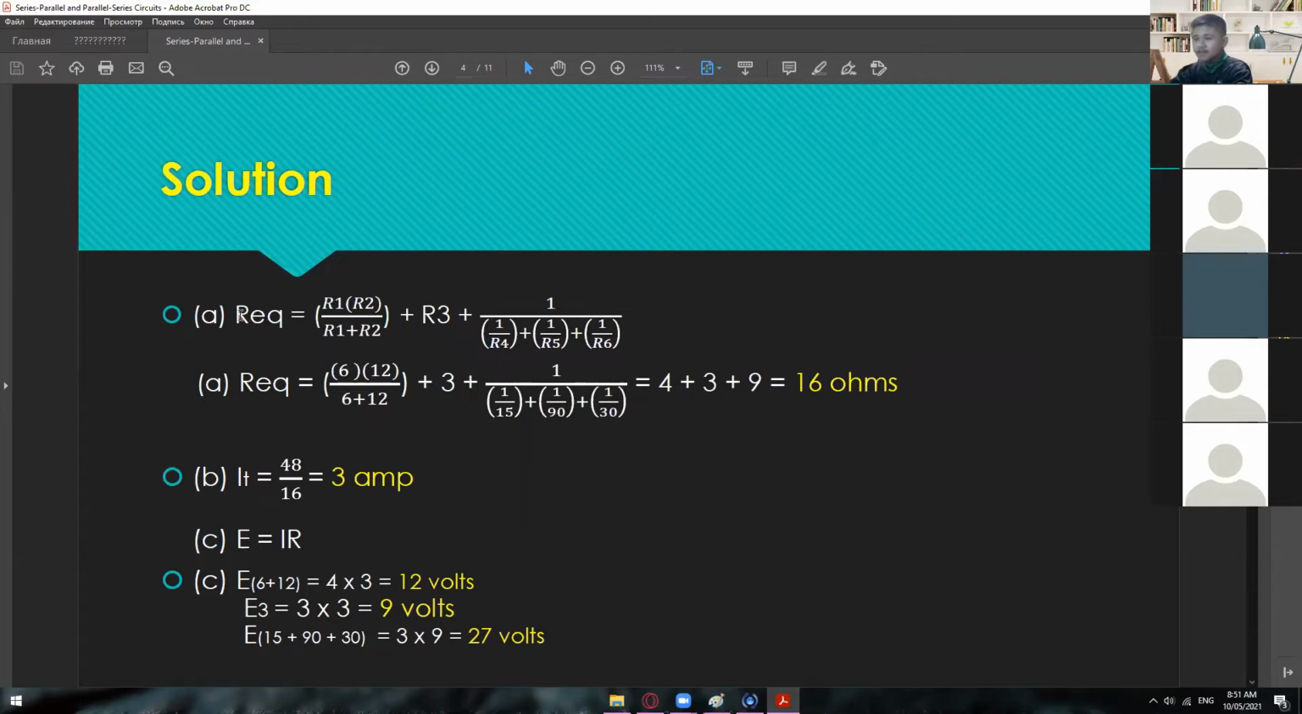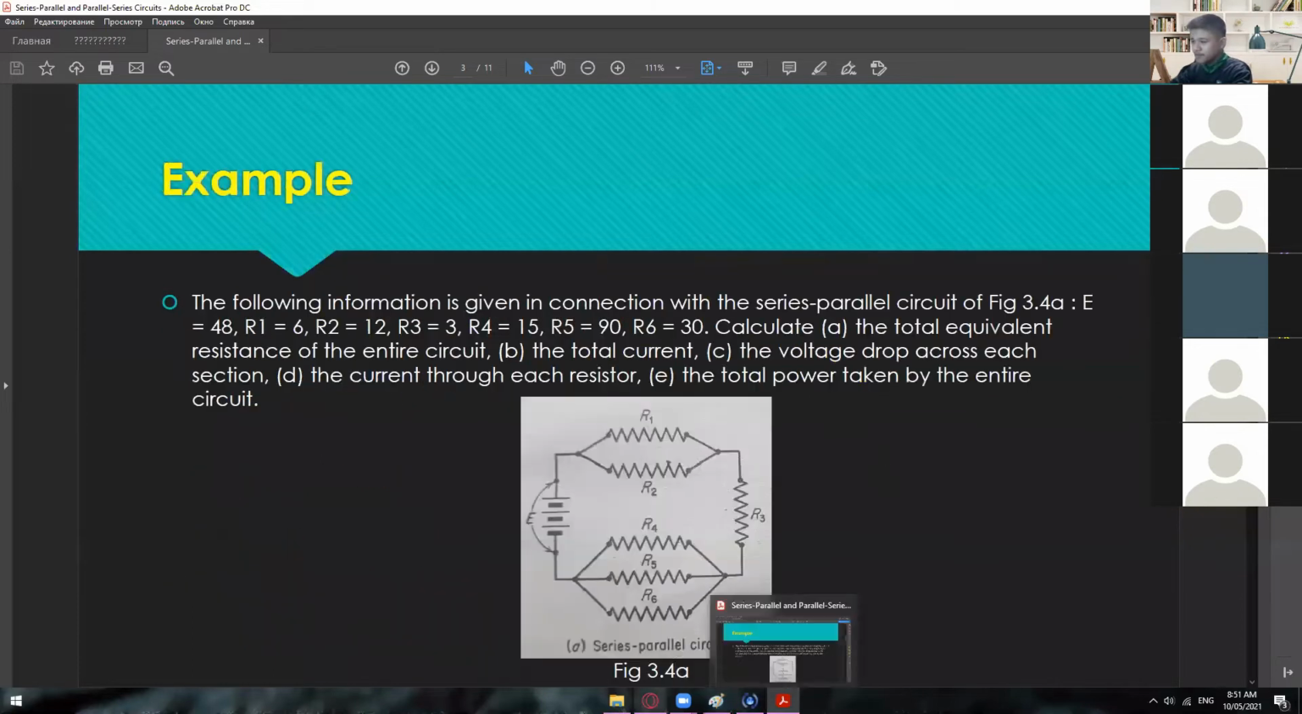Anyway, so here is the formula for the letter A. So we have R equivalent is equal to R1 times R2 divided by R1 plus R2, plus R3, plus 1 divided by 1/R4 plus 1/R5 plus 1/R6. Now, how did we have those equations? So let's start from the very basic.